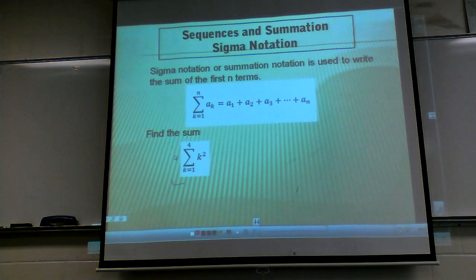Which would be me starting with 1. This is the starting point. 1 squared, and then you just work your way up to the end. That's the ending point. So I go 1 plus, then I plug in k equals 2 squared, and it's just a matter of you add each term, whatever it is. 3 squared plus 4 squared. 30. Is that right, 30?